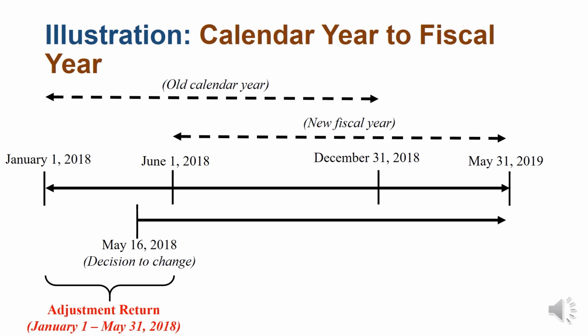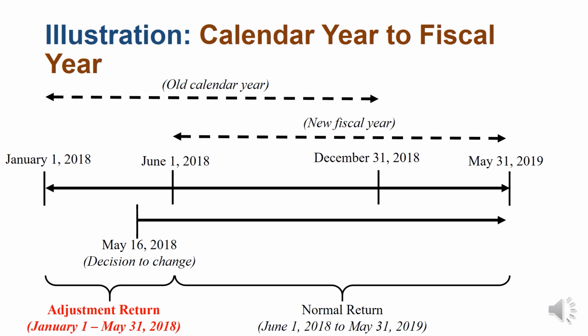However, the short adjustment return, which begins on January 1, 2018 and ends on May 31, 2018, shall be separately filed to the Bureau of Internal Revenue. Okay? So again, from June 1, 2018 to May 31, 2019, this now becomes a normal return. So the important area here is January 1 to May 31, 2018. Okay, so this is the change from calendar year to fiscal year.